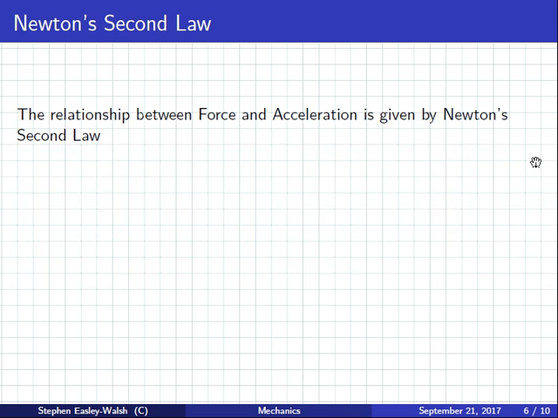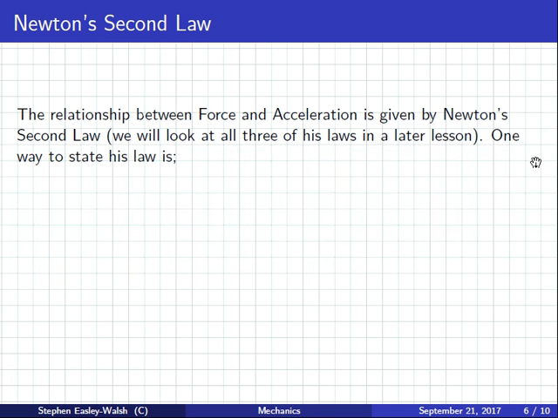The relationship between force and acceleration is given by what's called Newton's second law. We will study the 3 laws, but to begin we'll look at the second law. We'll look at the 3 later. One way to state his second law is simply F equals ma. So when we have a force that causes an acceleration, we can have a relationship between force and acceleration by this formula, F equals ma.